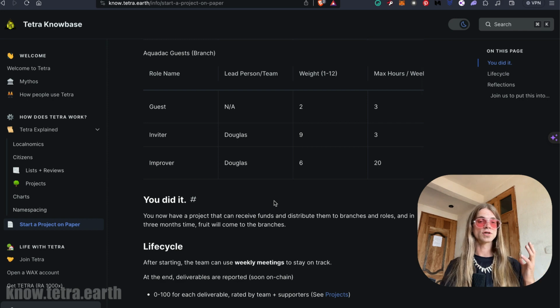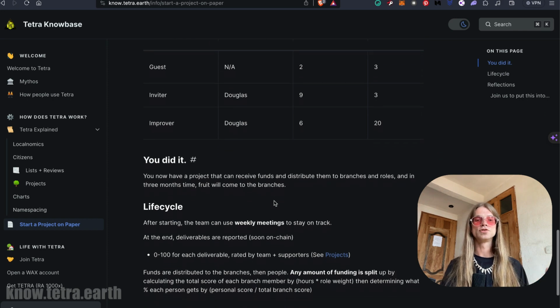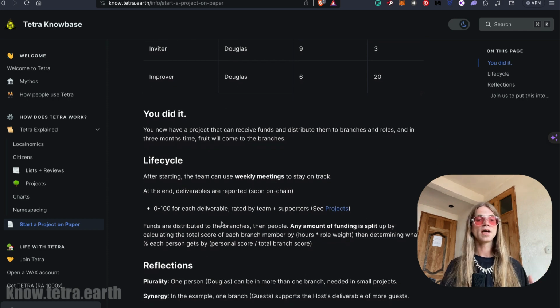You can use this structure as it is to help you manage your projects, and within Tetra, as well as in Aqueduct, we are going to be assigning a 0 to 100 value for each deliverable at the end of the season, rated by team as well as by supporters. Then we can compare these values to learn more about how accountable that project is.